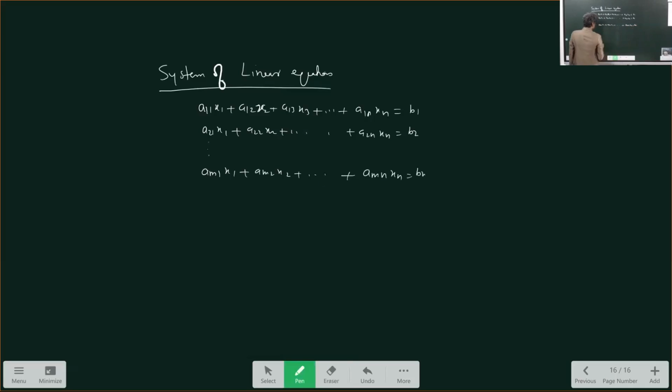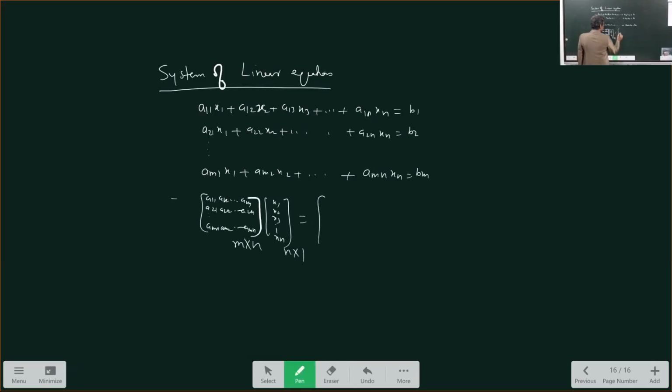So this can be written as the matrix a11 a12 up to a1n, a21 a22 up to a2n, and so on up to am1 am2 up to amn, multiplied by x1 x2 x3. See how many elements are there in a single row? There are n elements, so I should have n elements over there, because the matrix is m cross n, and this should be n cross 1.